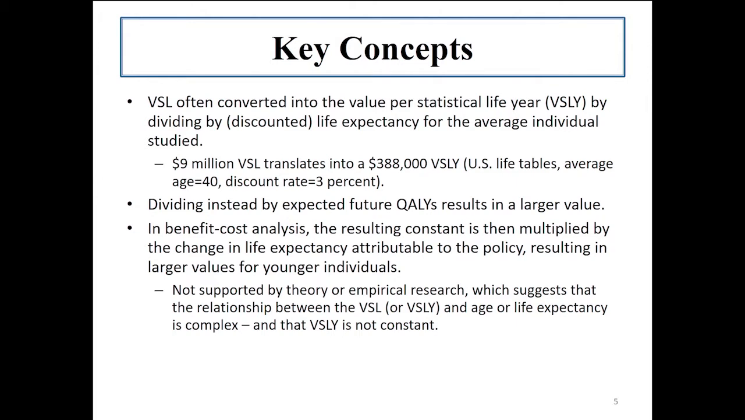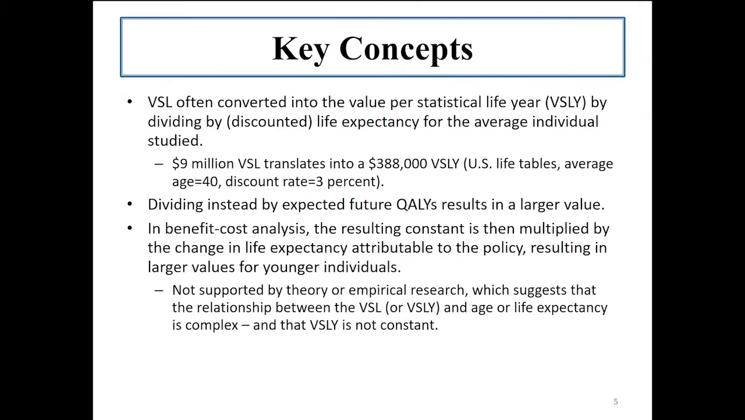So in the interim, until we can figure out how to do better studies, what we usually do is take a VSL, divide it by the number of life years remaining for the average individual in the study, and calculate a constant VSLY. So this $9 million translates into about a $400,000 VSLY. This is, again, for the U.S. You could instead divide by future qualities.